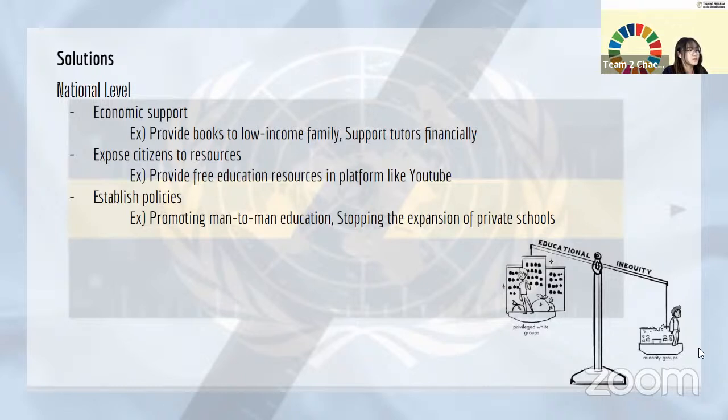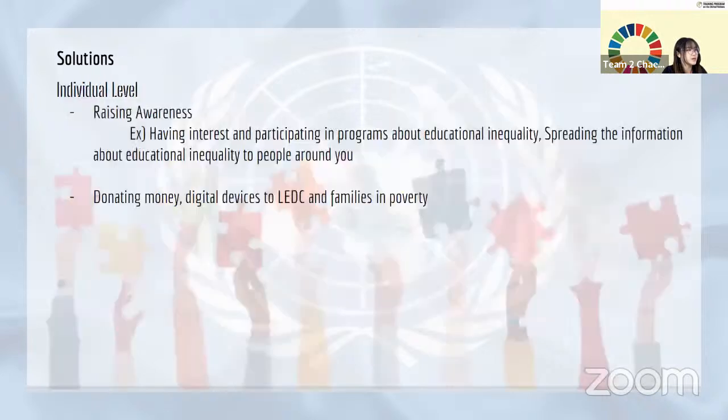The second solution will be to expose citizens to free resources. Free education can be provided by resources on platforms like YouTube. The third solution will be to stop the expansion of private schools, as it may not be affordable for all students and can create segregation.